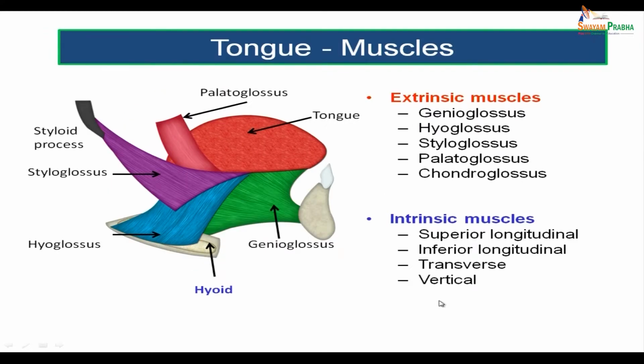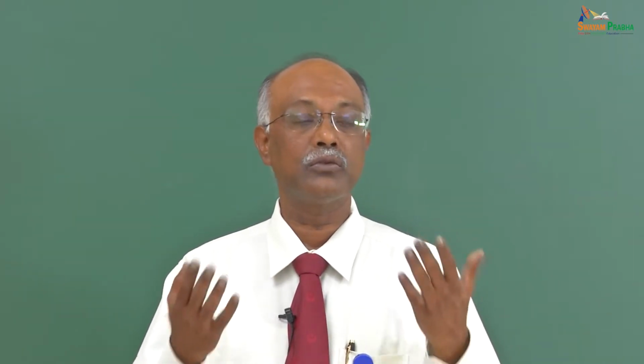Now, let us come to the muscles which comprise the tongue. Broadly, there are two categories of muscles which form the tongue. These include the extrinsic muscles and the intrinsic muscles. Extrinsic muscles are those which originate outside the tongue and are inserted into the tongue. And what are intrinsic muscles? Intrinsic muscles, as the name suggests, are those which originate and end within the tongue itself.